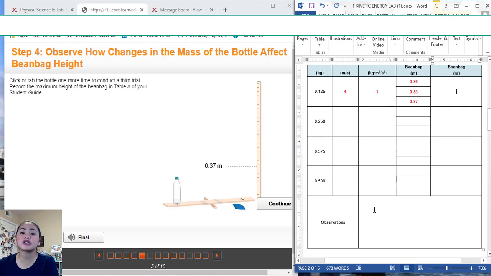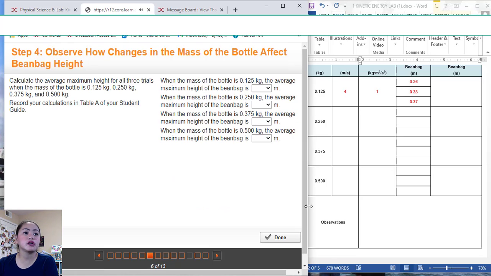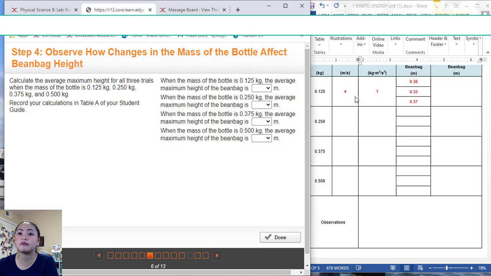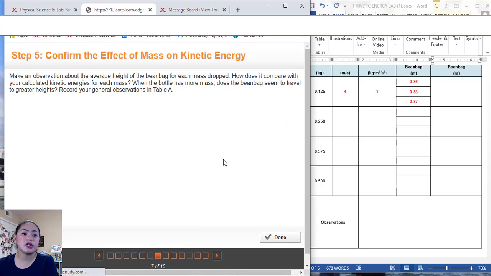For your observation, you are going to answer this question. Here, you are going to calculate for this. When the mass of the bottle is 0.125, the average maximum height of the beanbag is, and then you're just going to choose your answer here. You're going to add all 3 and divide it by 3, and whatever answer you have there, you have to click it here before you click on done. And then let's go ahead and proceed to the next one.